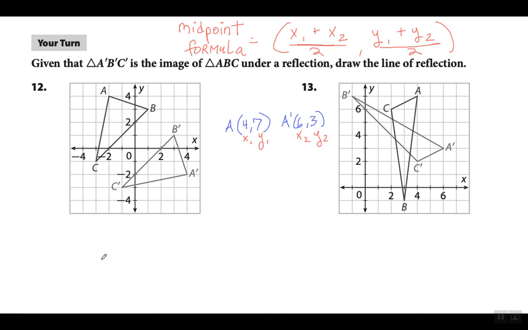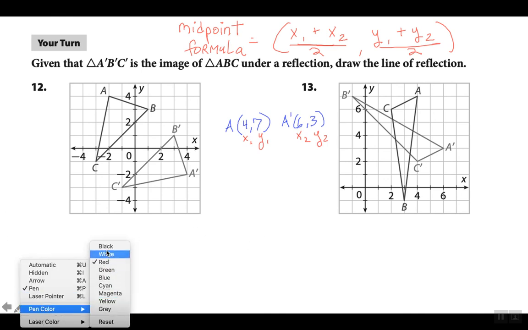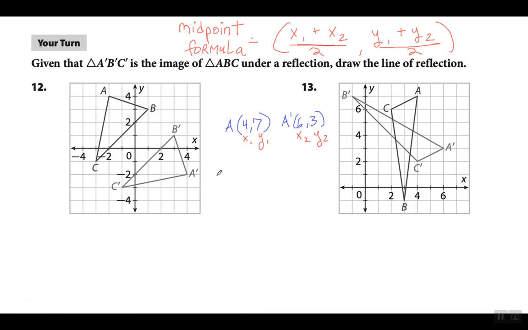Okay, so now, for the midpoint of A prime, let me write it like this. The midpoint is going to be, I had 4 plus 6, which is going to give me 10, 4 plus 6 divided by 2. And for the y, I'm going to do 7 plus 3 divided by 2. All right, so 10 divided by 2 is 5. And 7 plus 3 is 10. 10 divided by 2 is also 5. So the midpoint of A prime is going to be located at 5, comma 5 right there. That's the midpoint. Okay, let's do B prime over here.